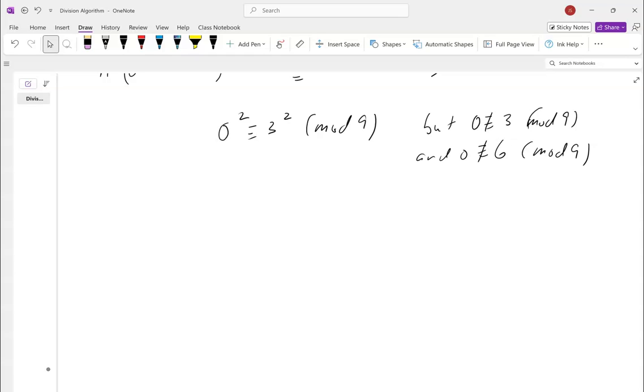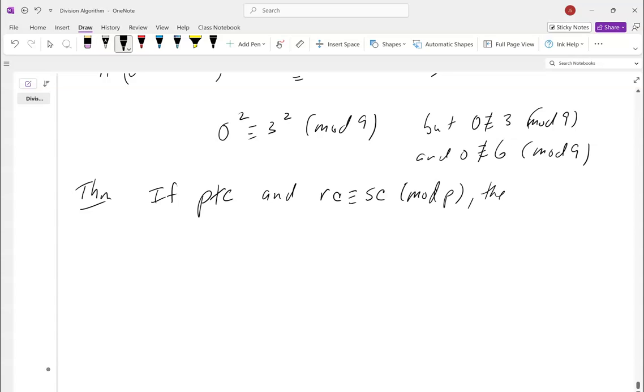But anyway, let's talk about the couple of results that I want to mention. So the first one says that if P doesn't divide C, and we have RC is congruent to SC mod P, then R is actually congruent to S mod P.